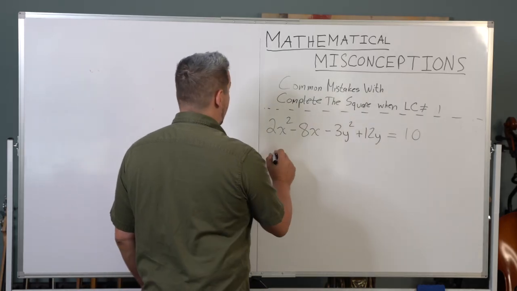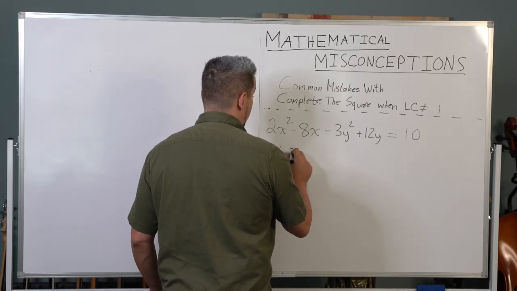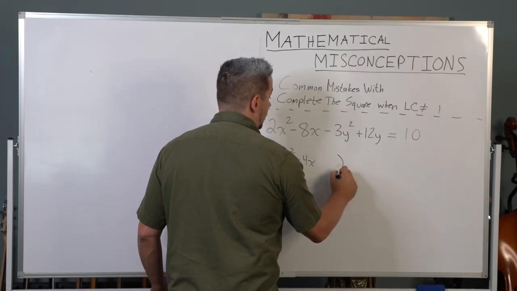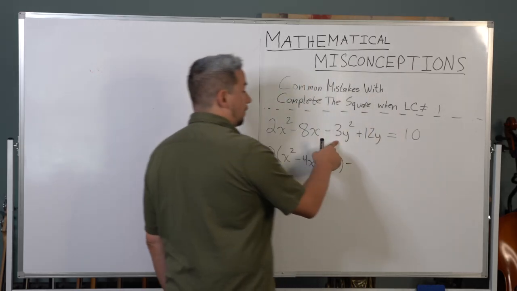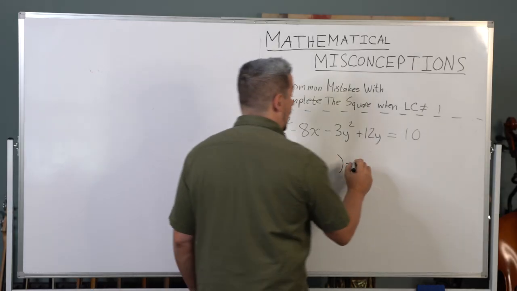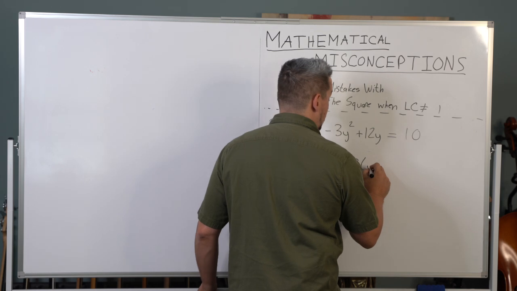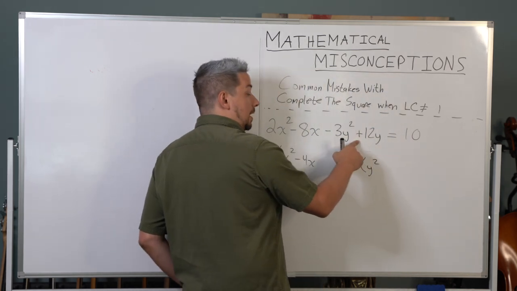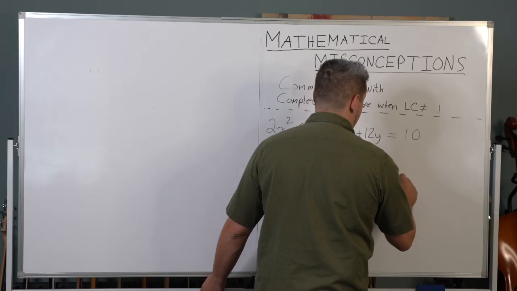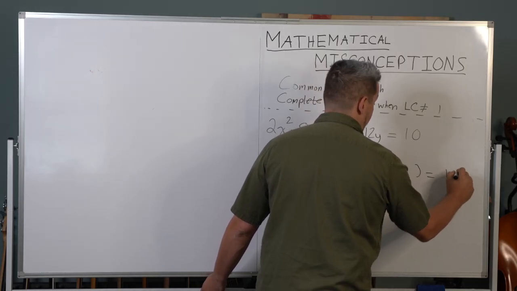So in this case, we have a +2 to factor out of the x, so 2 times x squared minus 4x, and then just leave a little bit of room, minus, and then we can factor out a -3, not +3, right? -3, and you have to watch your signs all along the way. So y squared, and then this used to be positive, now it's negative. Minus 4y, leave some space, is equal to 10.